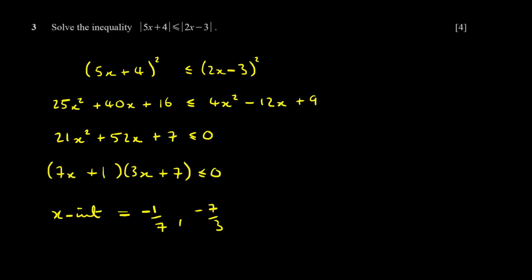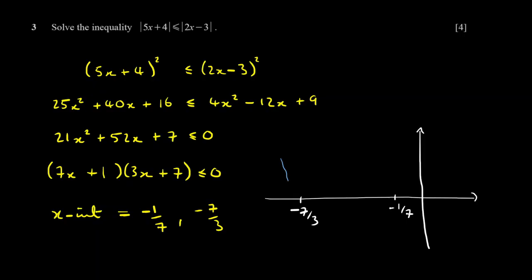So I think the best thing to do is actually just to draw the quadratic. If I draw out the quadratic, I'm going to get something that looks kind of like this. Here's the quadratic, and the x-intercepts are going to be minus a seventh and minus 7 upon 3. And so our curve is going to look something like this. Sorry, that's a bit rough.